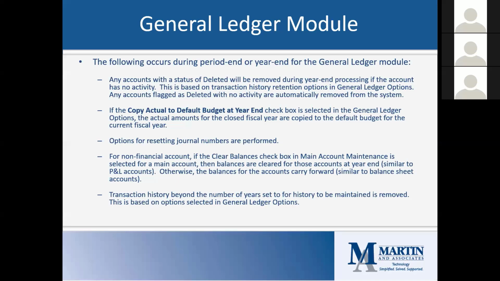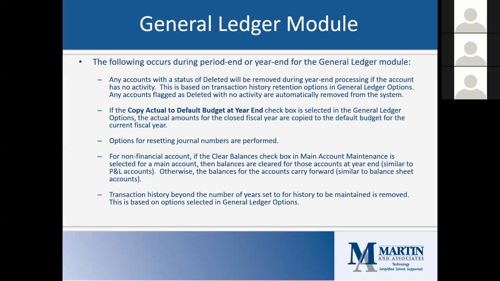Any account that is flagged as deleted and there's history out there because we're maintaining, let's say, 7 years of history, and we used that account 5 years ago, that account will stay with the status of deleted until enough history gets purged out of the system to where that account no longer has any history. Then it gets rid of that account. But an account that is flagged as deleted will not let you post to it. So it has that safeguard built into it.